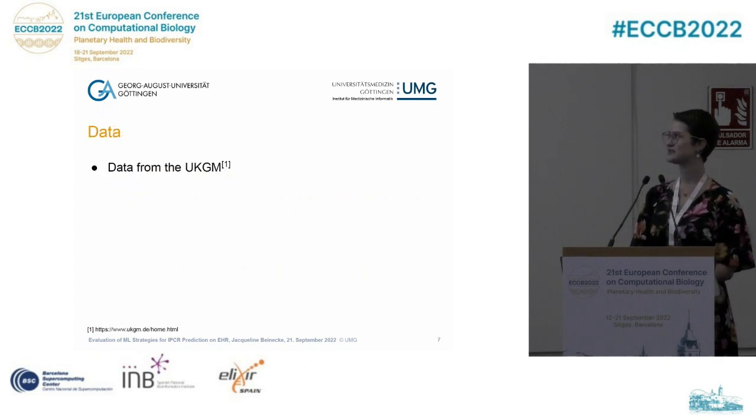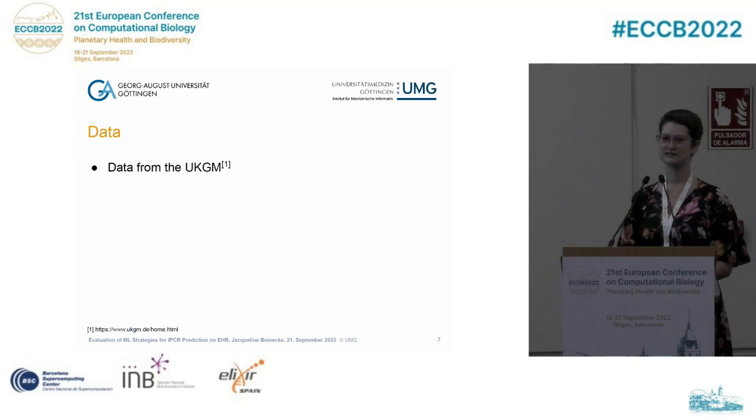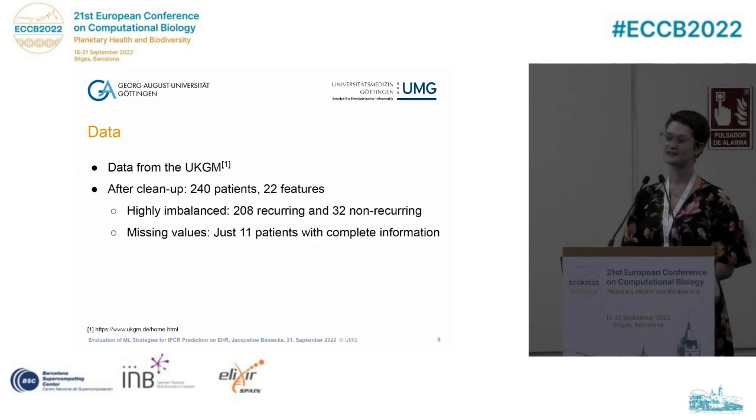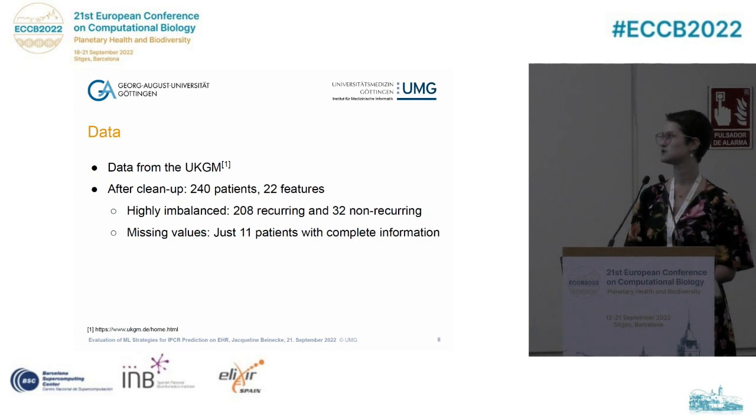For the data, our data is from the University Clinic Gießen-Marburg, and it's electronic health records. We had to do a lot of cleaning, and at the end we had 240 patients and 22 features, which I know is not a lot, but we also had some trouble with the data, like high imbalance. We had 208 recurring patients and 32 non-recurring patients. This is mostly because the PET-CTs are done when the recurrence is highly likely. We also had to deal with a lot of missing values. In the whole data set, we only had 11 patients with complete information.